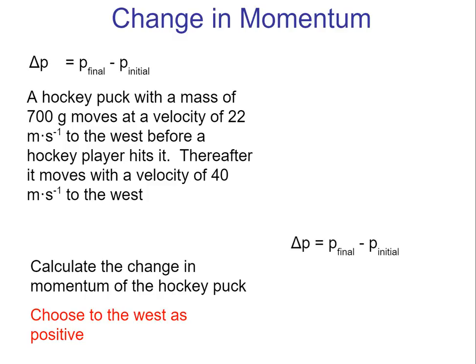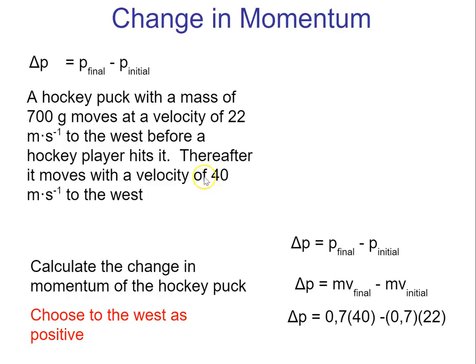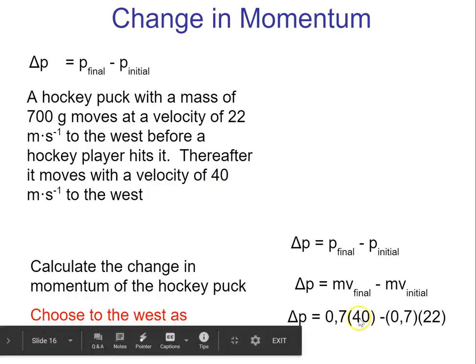It's final momentum minus initial momentum. Momentum is mass times velocity, so it's going to be the mass times the final velocity minus mass times initial velocity. If I substitute the values, I need to convert the grams to kilograms, so I have 0.7 kilograms. My final velocity, my velocity in the end, is the number that I have first, and from that I subtract my velocity at the beginning.